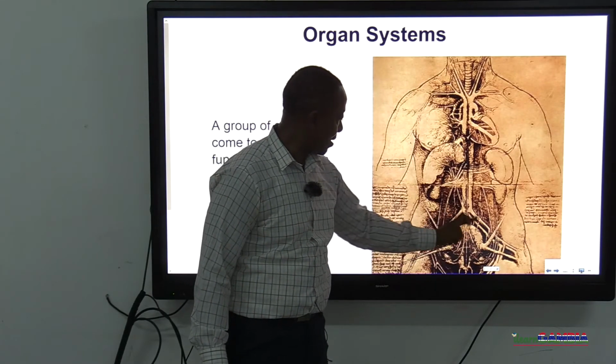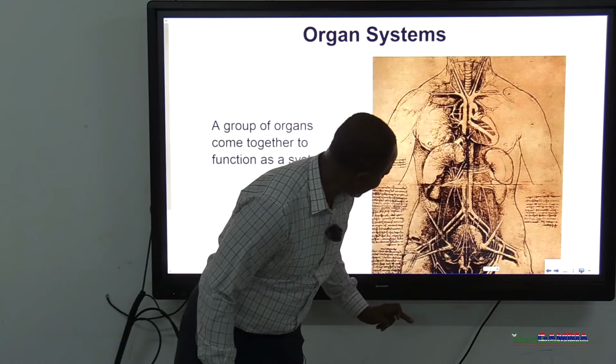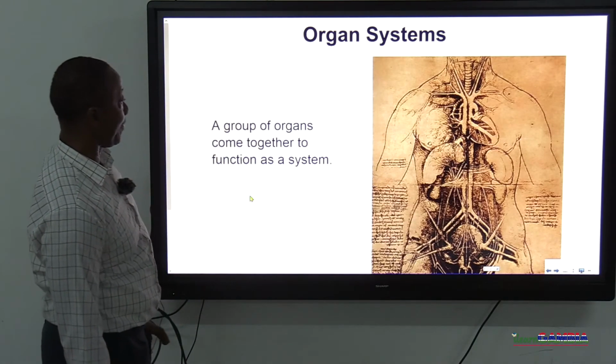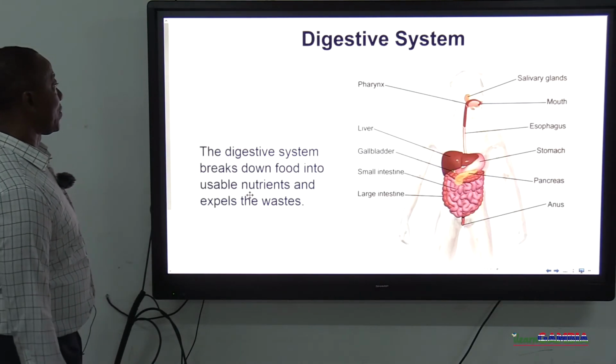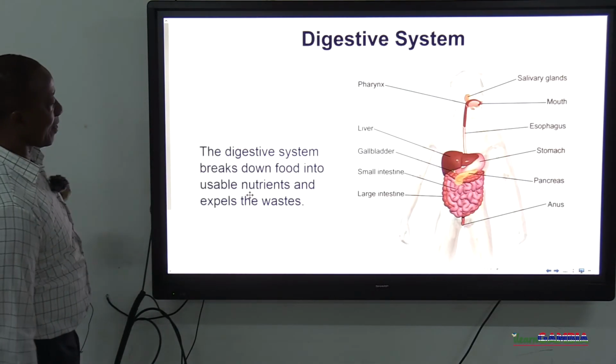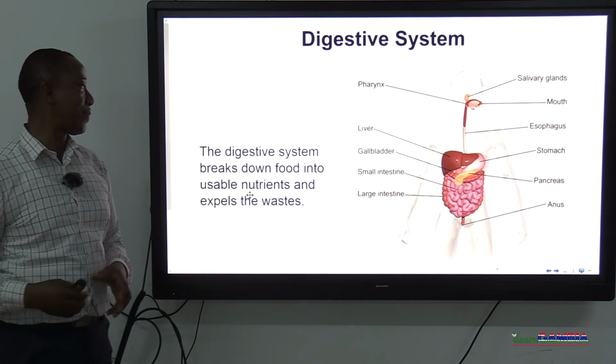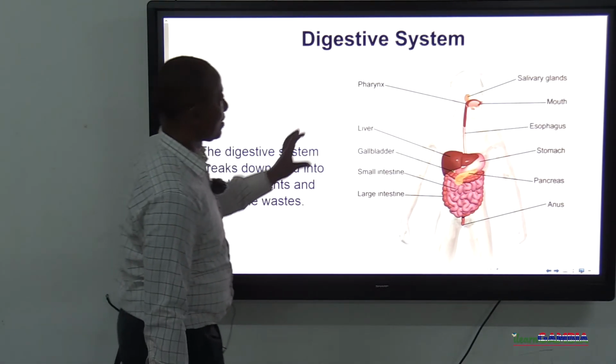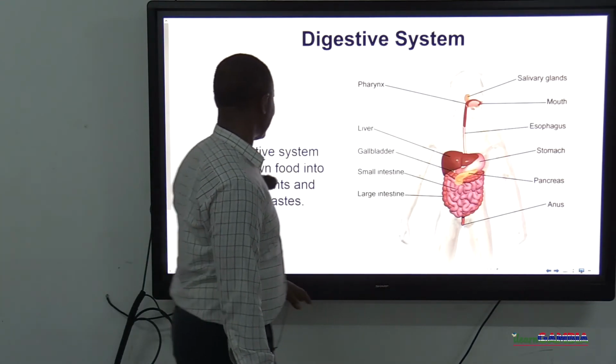This could be the bladder, or probably the ovary of a female. Right. So then the organ systems make up the organism. We're going to look at some organ systems.